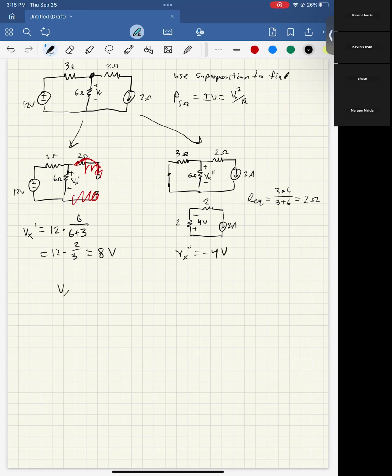Then if we want to find our ultimate answer of Vx, it would be Vx prime plus Vx prime prime, which is going to be 8 plus minus 4, and that gets us 4 volts. And finally, if we want to find the power of that 6 ohm resistor, it'll be 4 squared over 6, which is 16 over 6, which is about 2.667 watts.